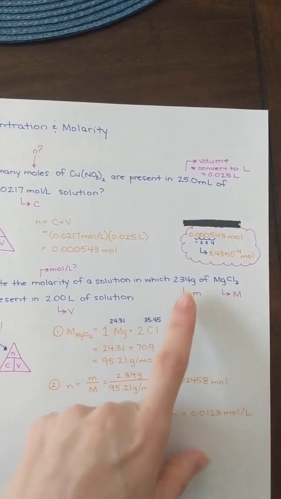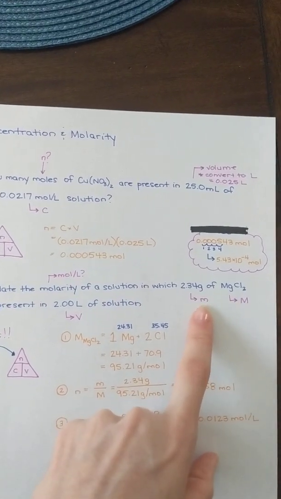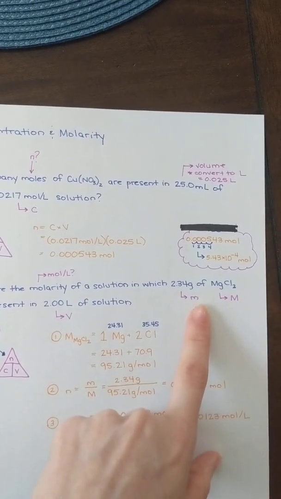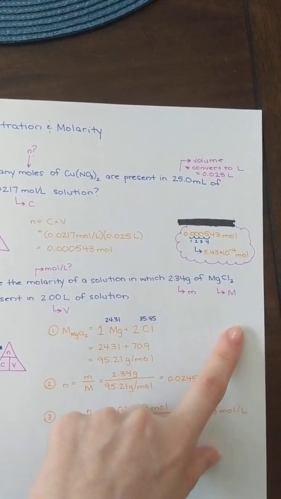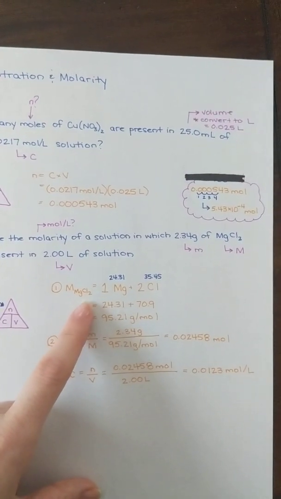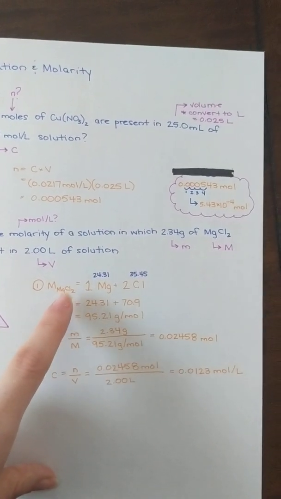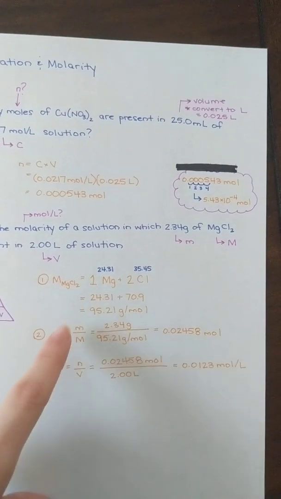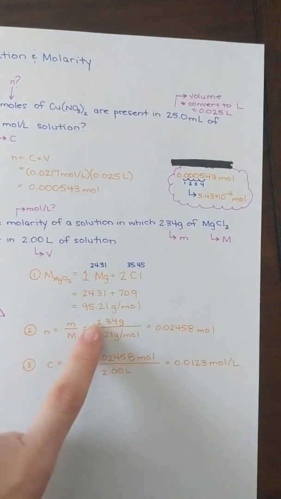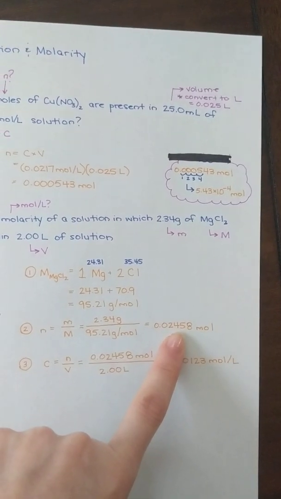What we do have, though, is mass, and we can always find molar mass. So we can use our mass, moles, molar mass triangle in order to find moles first, and then use the concentration triangle. So we've got magnesium chloride. We'll have to find its molar mass first. So step 1, we've gone to the periodic table and found the molar mass of MgCl2. Step 2 is using the molar mass triangle with the mass that was given to us and the molar mass we just found in order to find the number of moles.